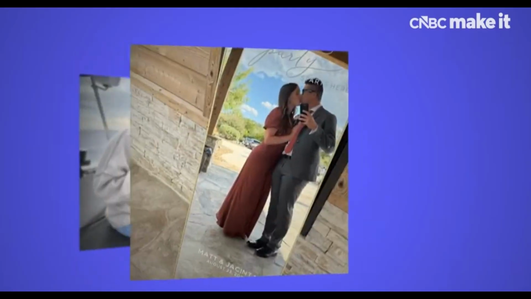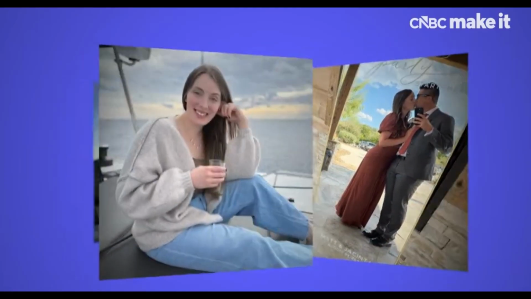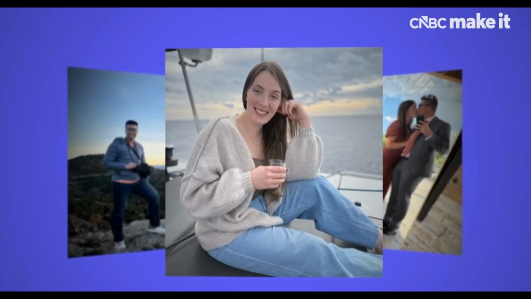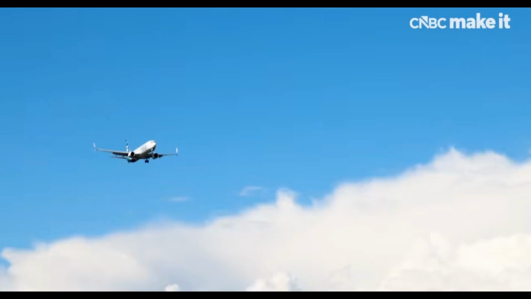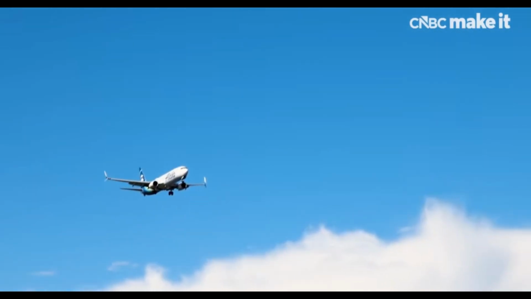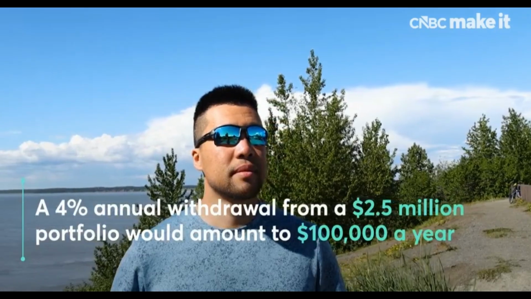My main goal is to be able to create a portfolio for both me and my wife to achieve some degree of financial independence. I've heard like 2.5 million as one of the numbers where people like to reach, and so if I could reach that, that would create like a huge safety net for both my wife and I.